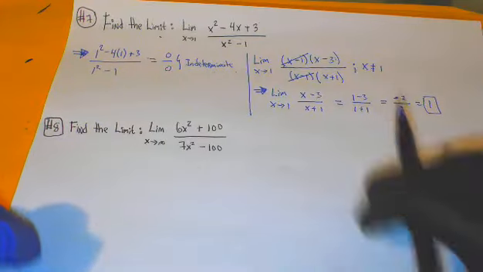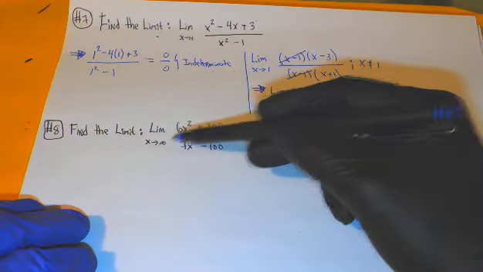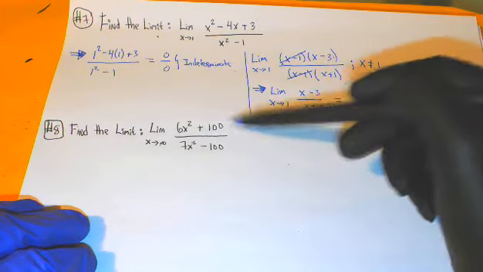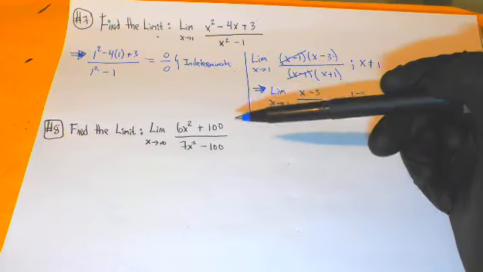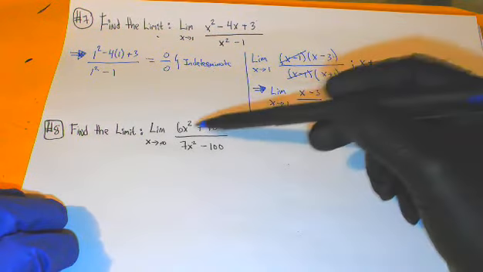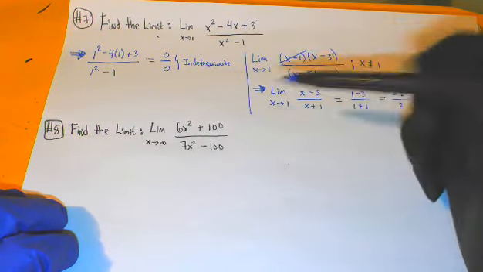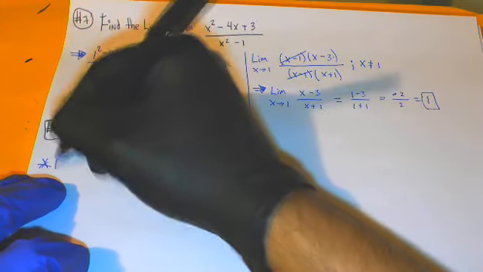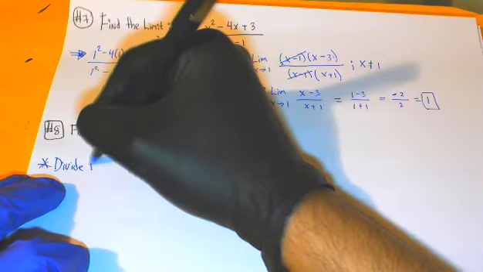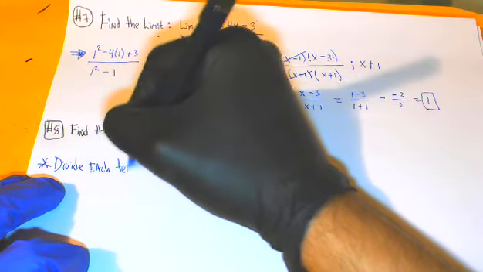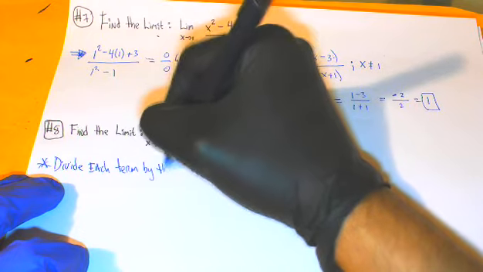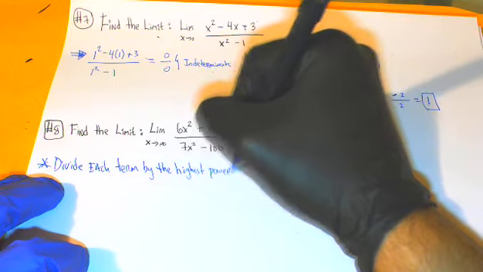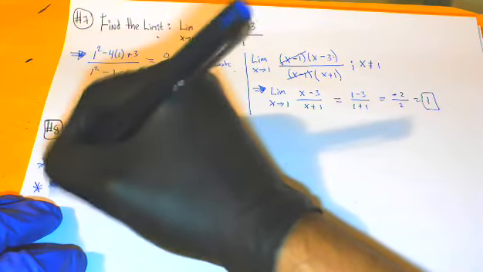Alright, and finally, number 8 states: find the limit as x approaches infinity of 6x squared plus 100 over 7x squared minus 100. When you're trying to find the limit as x approaches infinity, we can do two things. One, you can divide each term by the highest power, and then you can use this fact.